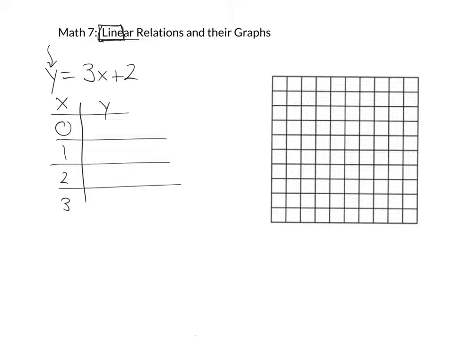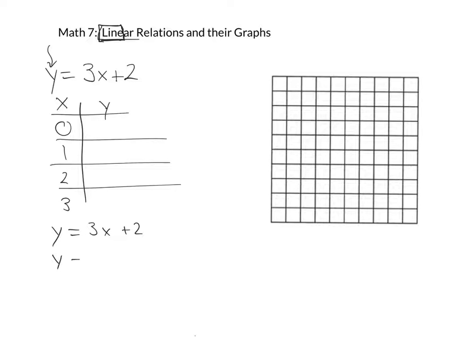So the question ends up being, hey, when x is 0, what's the y value? Well, how do you figure that out? Well, you take your equation and you figure it out. So y equals 3x plus 2. So let's try it for when x equals 0.